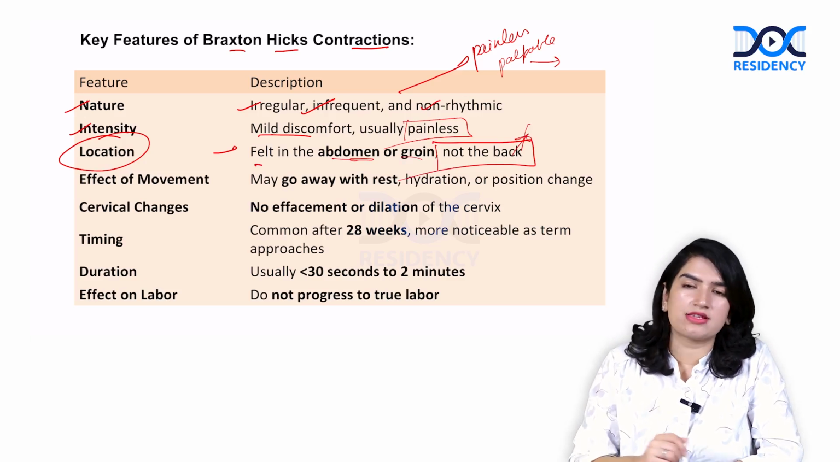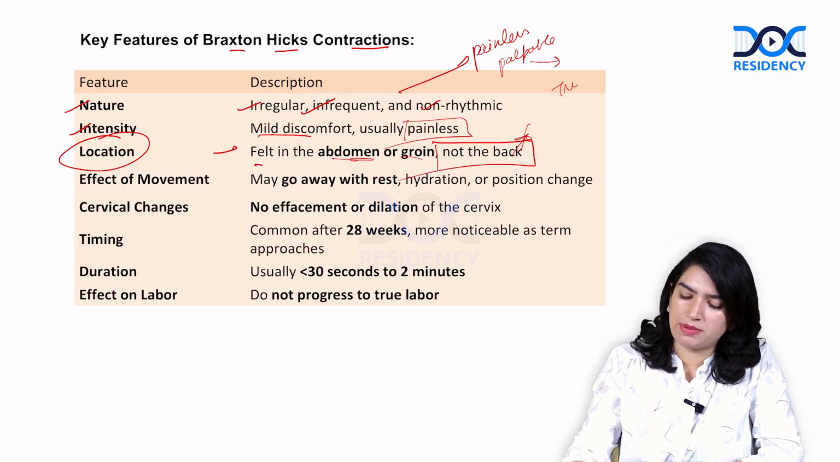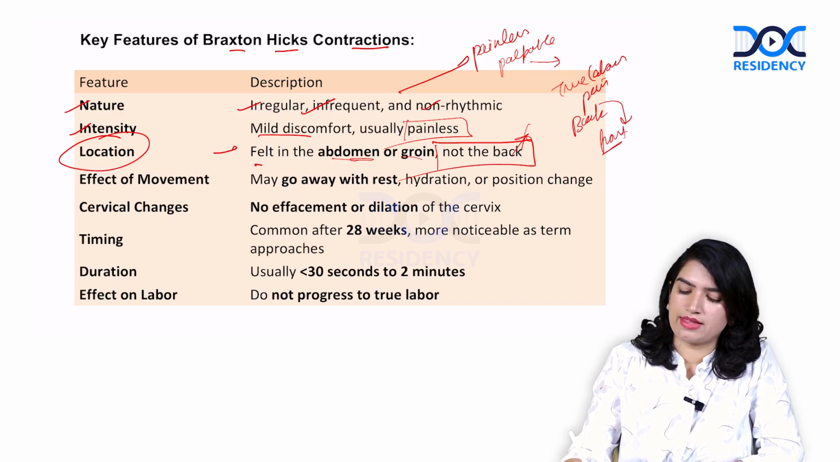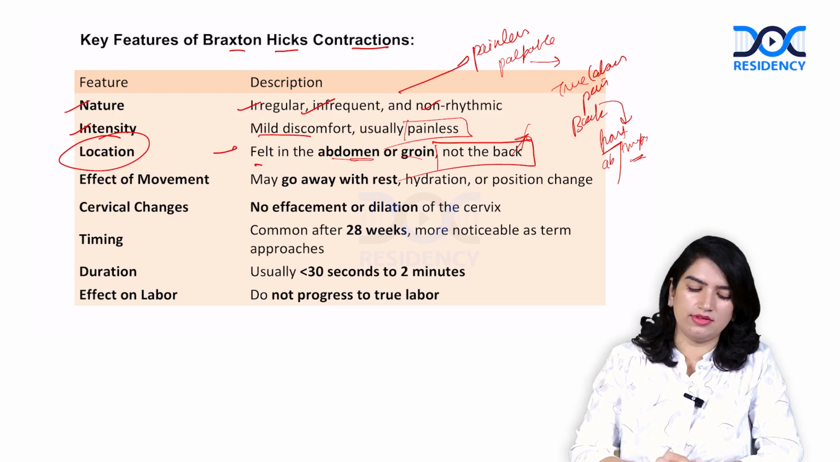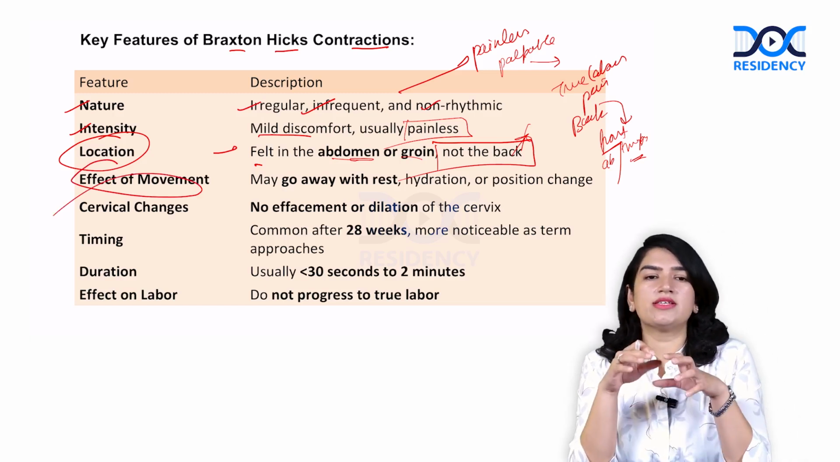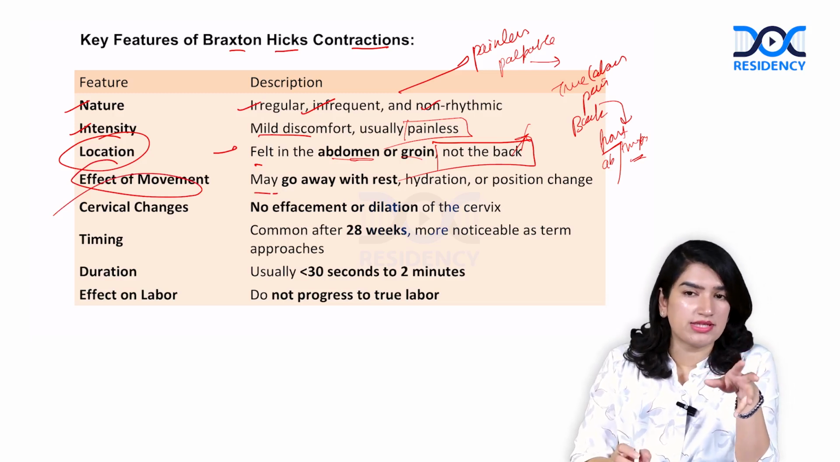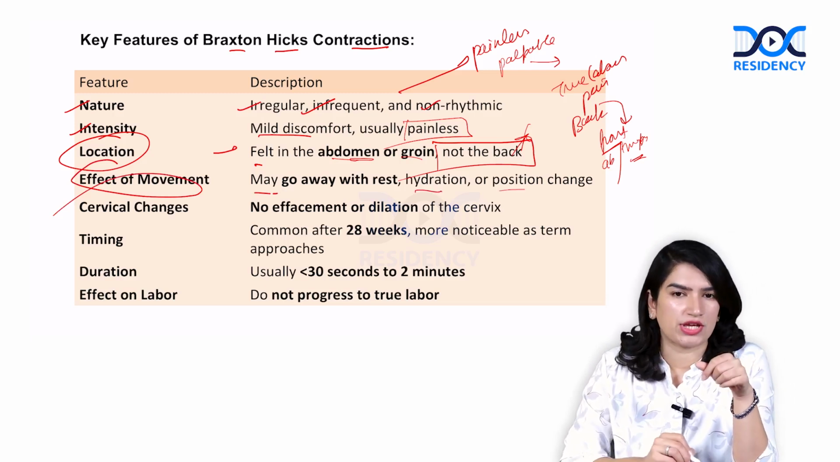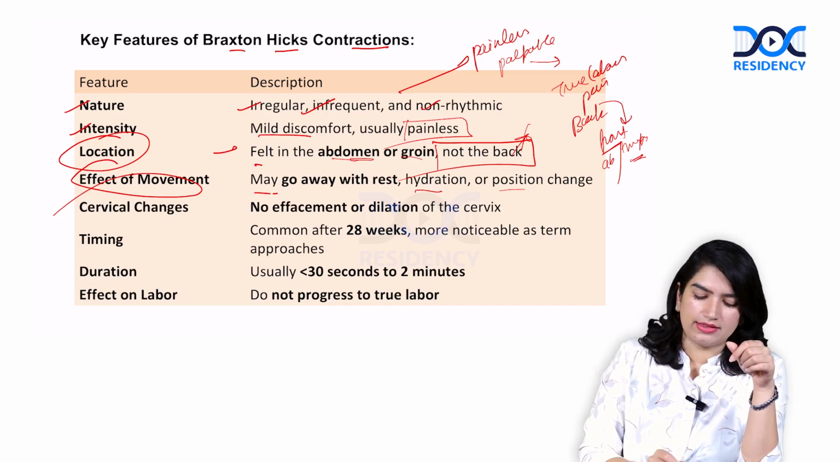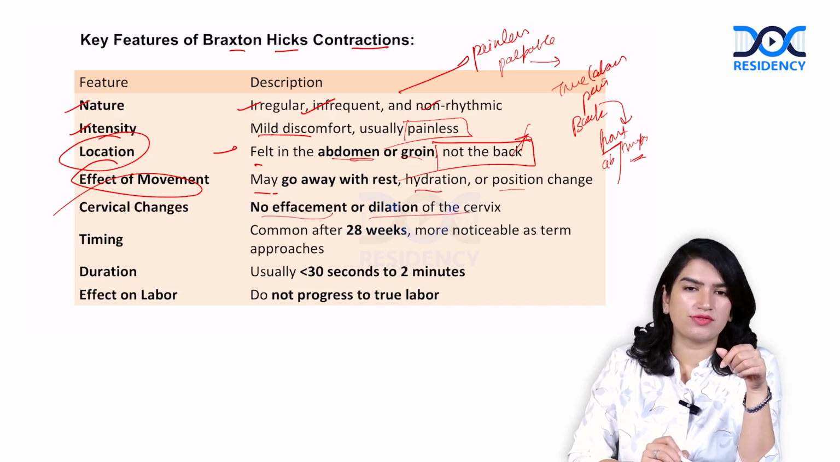So, this is a characteristic feature because true labor pains usually start in the back and then they progress to the front, that is the abdomen and the thighs. Now, what is the effect of movement? Braxton Hicks contractions may go away with rest, hydration, or a position change. There is no effacement, no dilatation of the cervix.